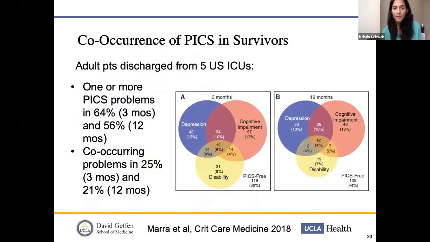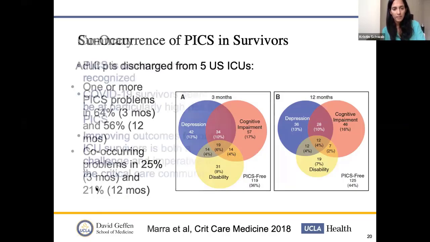In terms of how common PICS is in survivors, this was a study that looked at adult patients who were discharged from 5 different ICUs, and what they found is that 64%, so almost two-thirds of patients at 3 months, had an impairment in one of these three domains of PICS. And this continued at 12 months to be about 56% of their patients. And you can see here with the overlapping Venn diagrams that both at 3 months, which is panel A, and at 12 months, panel B, there is a significant degree of co-occurring problems in many of these patients.